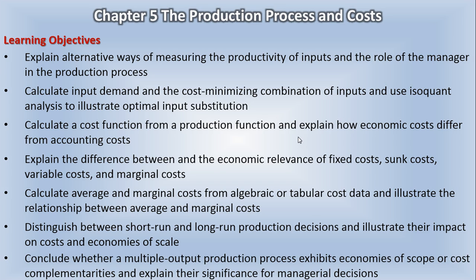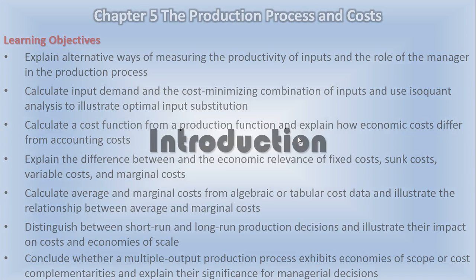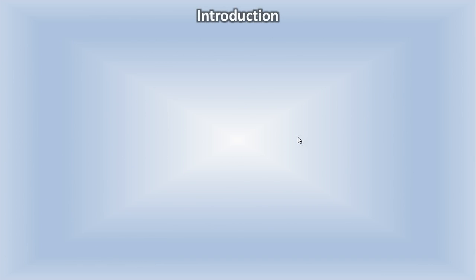So we'll conclude the last part. We'll consider a multiple output production process exhibiting economies of scope or cost complementarities, and explain their significance for managerial decisions. So don't worry about that. We'll talk about it when we get to it. I'll talk all about that next week. But let's just jump into this chapter.